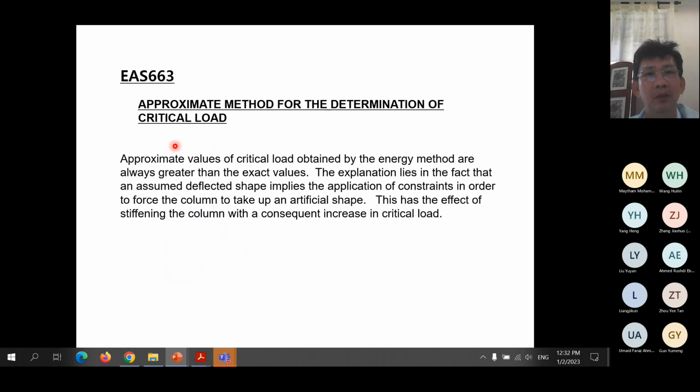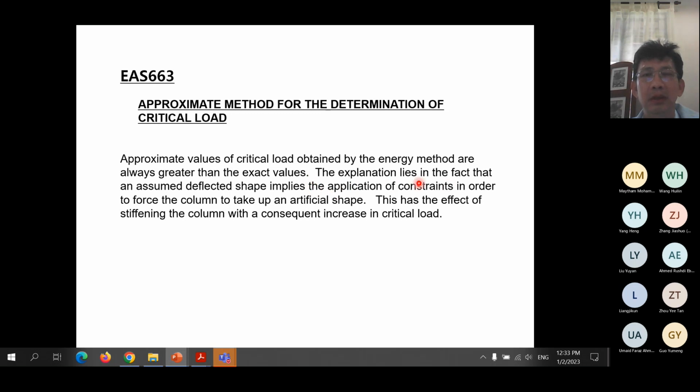So what we try to point out from this, and also from the first example, the cantilever column, is that the critical load that we obtain from the Rayleigh Ritz method are approximate values. These are approximate. And the value that we obtain will always be larger than the exact value.